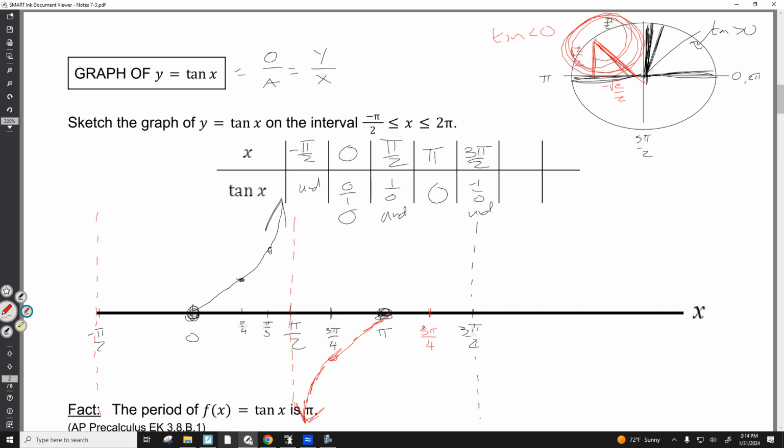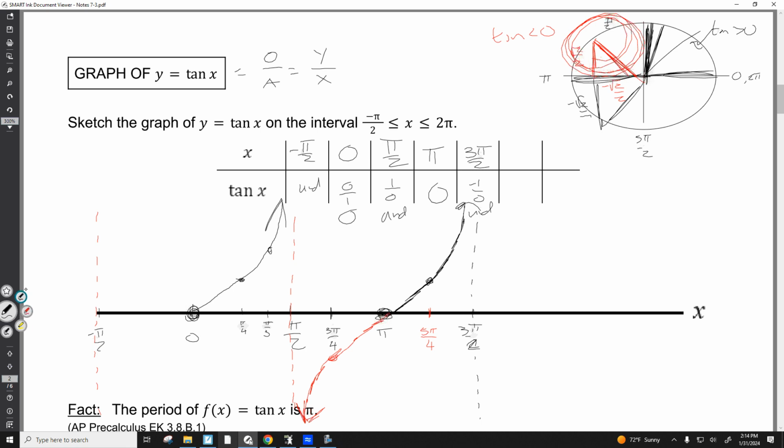The tangent of 5 pi over 4 is negative root 2 over 2 divided by negative root 2 over 2, which is positive 1. And guess what? In between pi and 3 pi over 2, we have positives, because in the third quadrant, tangent is positive.